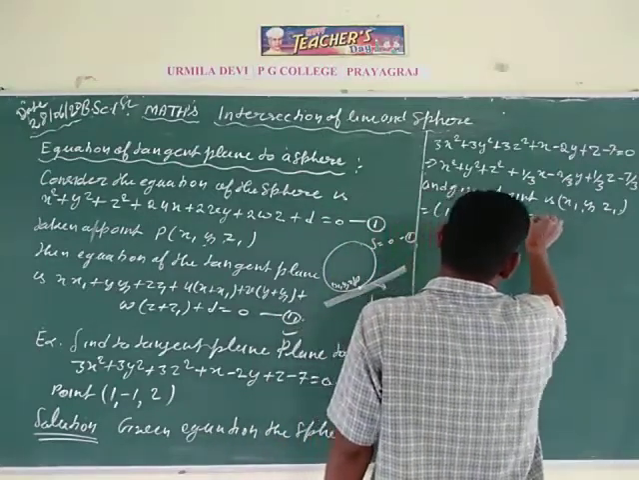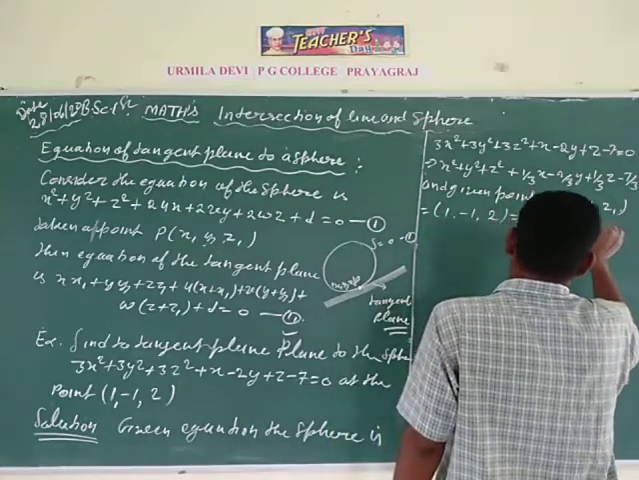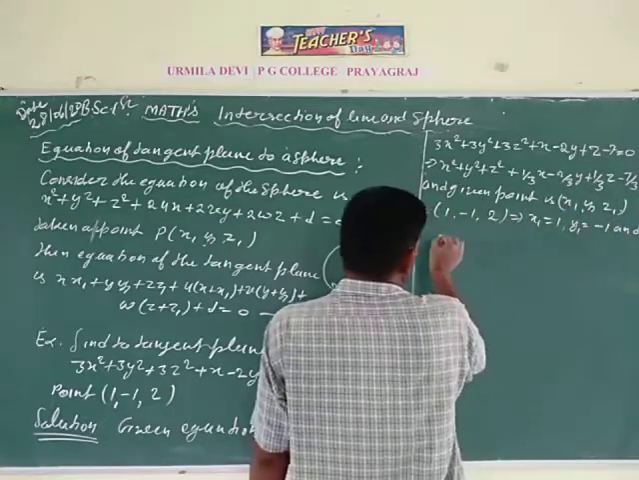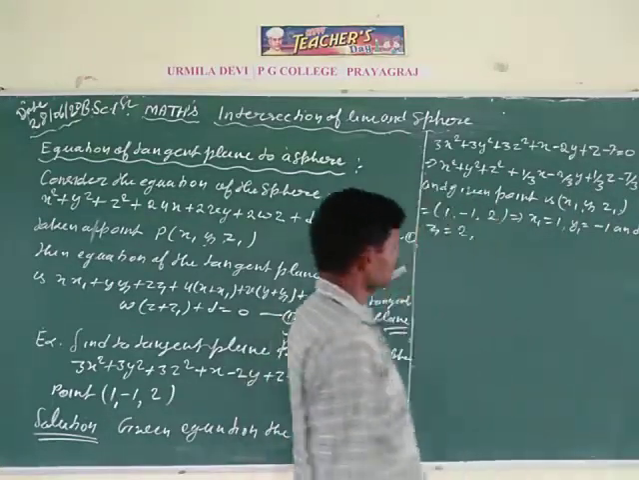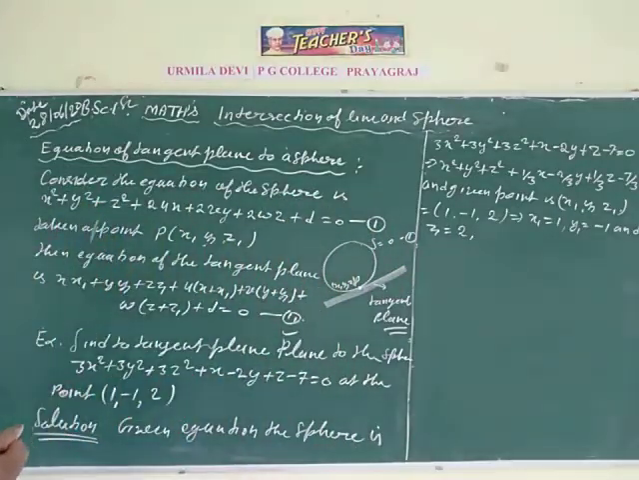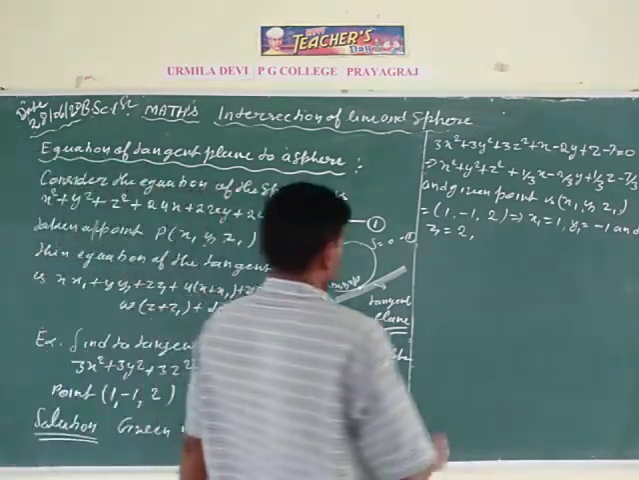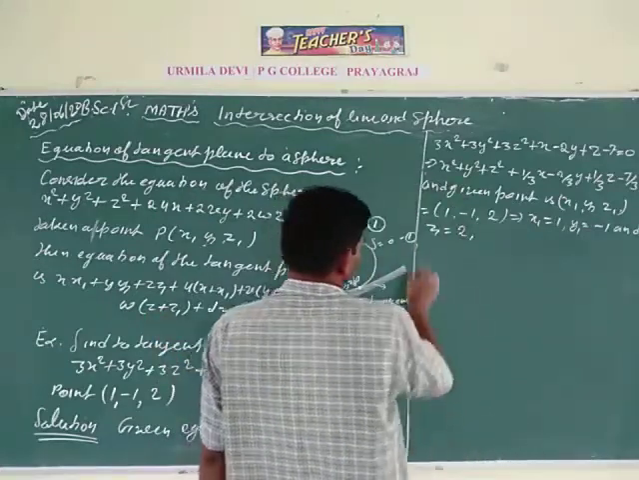The given point x1, y1, z1 is 1, minus 1 and 2. It implies that x1 is equal to 1, y1 is equal to minus 1 and z1 is equal to 2. This confirms the result that x1, y1, z1 are 1, minus 1 and 2, the given point coordinates. After that you can directly use the formula of the tangent plane.